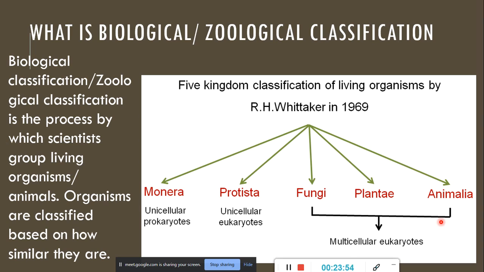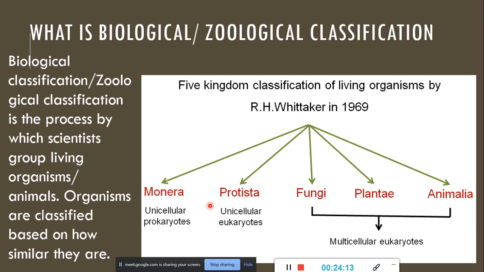So now we talk about what is biological classification. The five kingdom classification of the living world was given by Whittaker in 1969. They divided it into monerans, which are unicellular prokaryotes, and the protistans, unicellular eukaryotes.